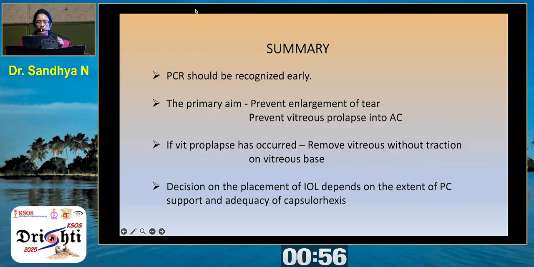So to summarize, posterior capsule rent should be recognized early. The primary aim is to prevent the enlargement of the tear and to prevent vitreous prolapse into the anterior chamber. If there is already vitreous prolapse, you should remove the vitreous without causing any traction on the vitreous base.